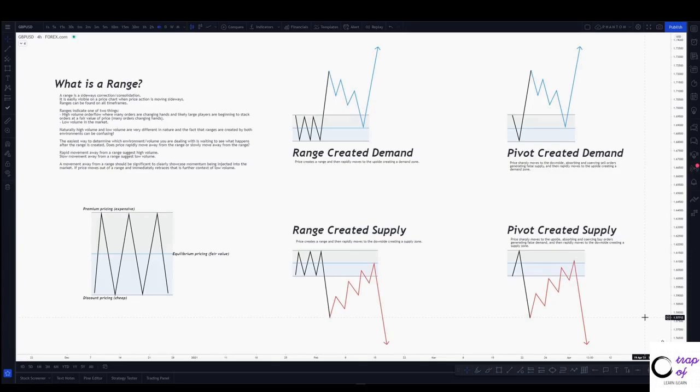It's very easily visible on any price chart. You'll know when price is consolidating and moving sideways. One thing to note is ranges can be found on all time frames, and sometimes you need to look up a time frame in order to see that you actually truly are in a range if you're too zoomed in. Ranges indicate one of two things.